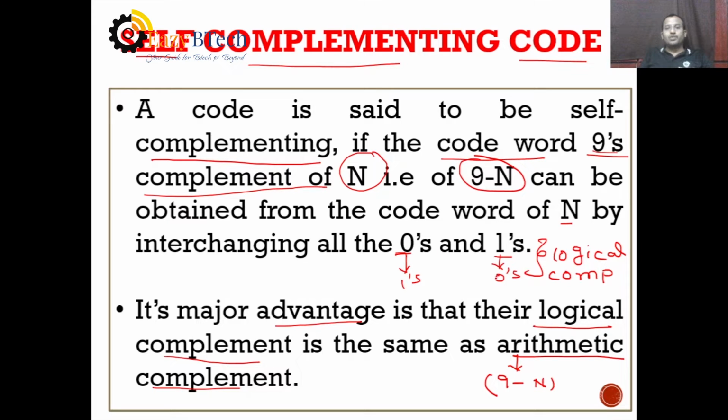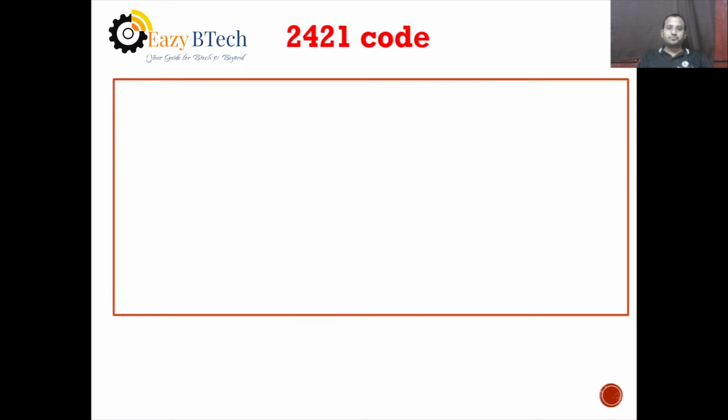So that is the advantage if a code word is a self-complementing code: hardware requirement is less. We can easily obtain the arithmetic complement by using the logical complement. You can understand with the help of an example. We'll see which codes satisfy the self-complementing property, and how to get the arithmetic complement by taking the logical complement, right?